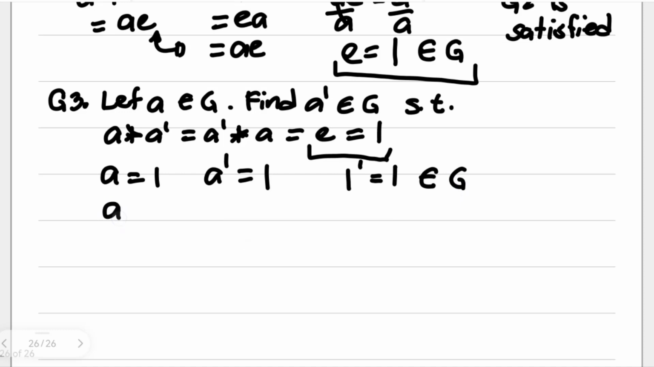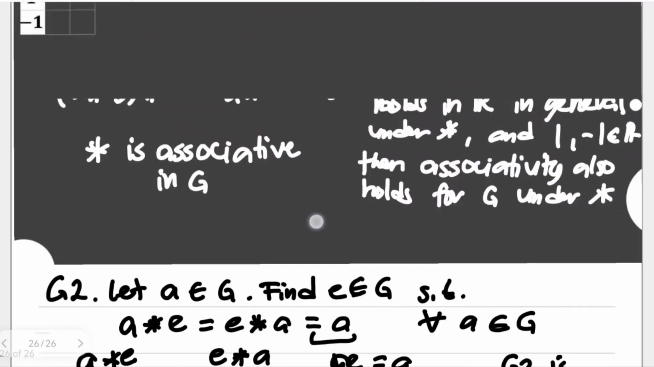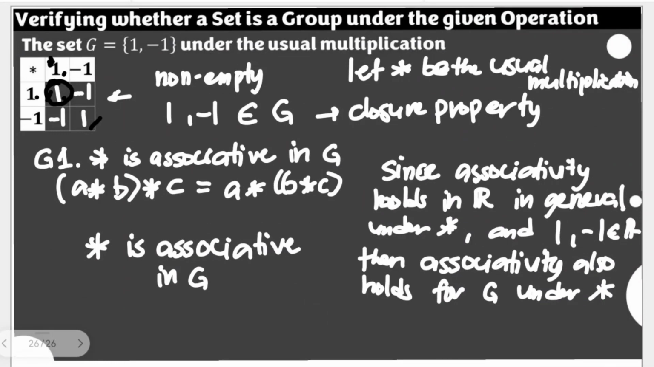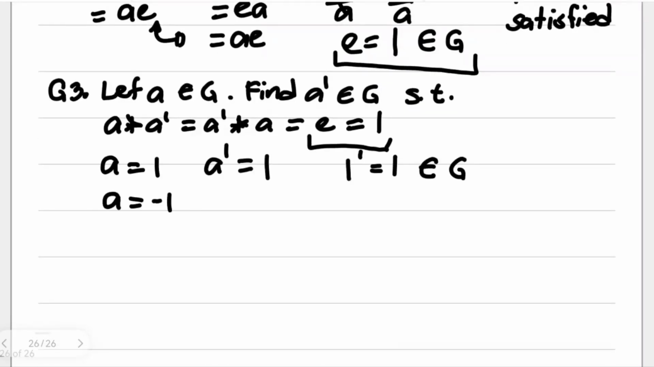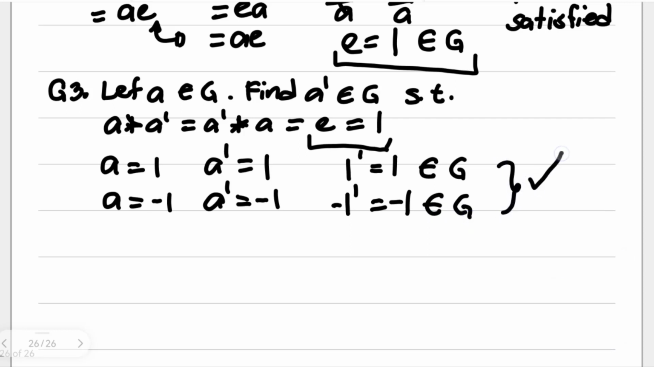How about if A is negative 1? What is its inverse? That is the area where we get 1 here as well. So for negative 1, its inverse is also negative 1. So the inverse of negative 1 is negative 1 itself. And this is also an element of G. With these two, it's satisfied. We can say that G3 is satisfied. If only one inverse can be found in our set and the other cannot be found in that set, then G3 is not satisfied. But since both of them are elements of G, then G3 is satisfied.